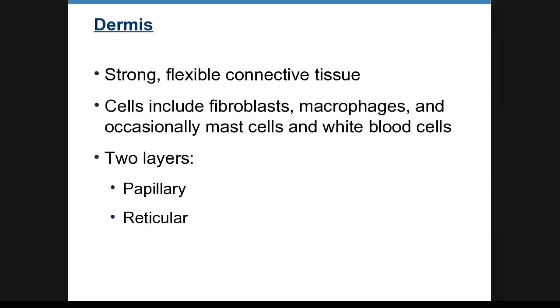Now the dermis, which is underneath the epidermis, is strong, flexible connective tissue. Leather is made up of the dermis of a cow or whatever the leather was from. It has connective tissue, which has also fibroblasts, macrophages, mast cells, white blood cells, and it has 2 layers, papillary and reticular.